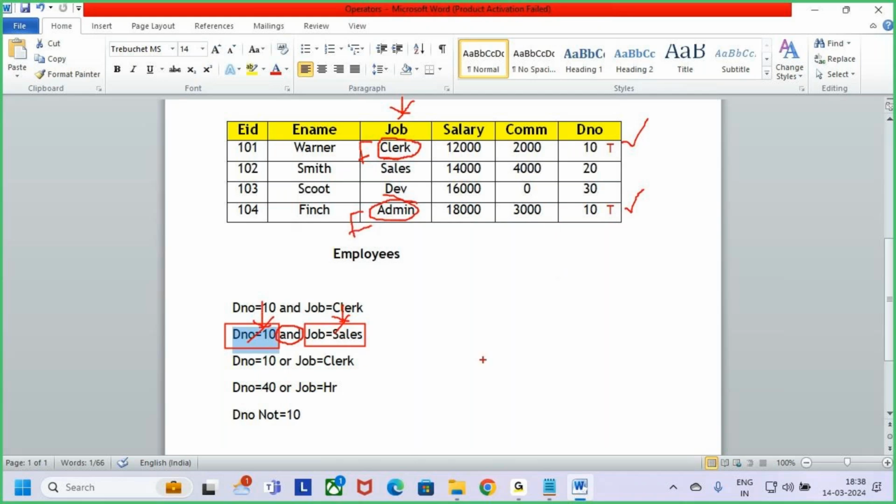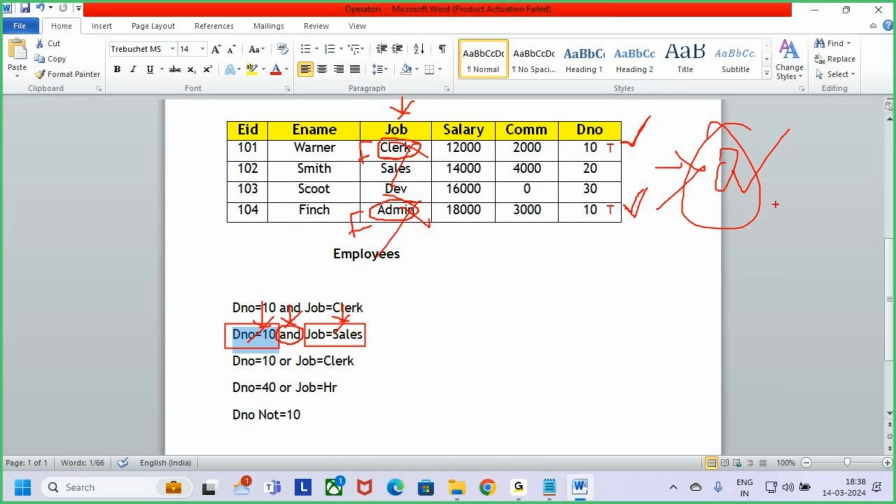Now tell me how many rows will we get when I go with the AND operator. Here one condition is true, one condition is false. Here also one condition is true, one condition is false. Then how many rows will we get in the output? Zero rows. Correct. So we don't get any data in the output. Why? Here there are two employees working in the department, but the employees are not working as salesmen. One employee is working as a clerk, one employee is working as what?